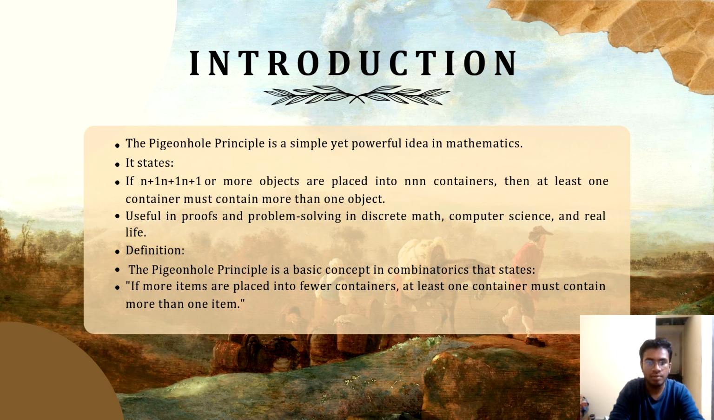Introduction. The pigeonhole principle is a simple yet powerful idea in mathematics. It states that if n plus 1 or more objects are placed into n containers, then at least one container must contain more than one object. It is useful in proofs and problem solving in discrete math, computer science, and real life. So we'll see the definition of the pigeonhole principle, which is a basic concept in combinatorics that states if more items are placed into fewer containers, at least one container must contain more than one item.